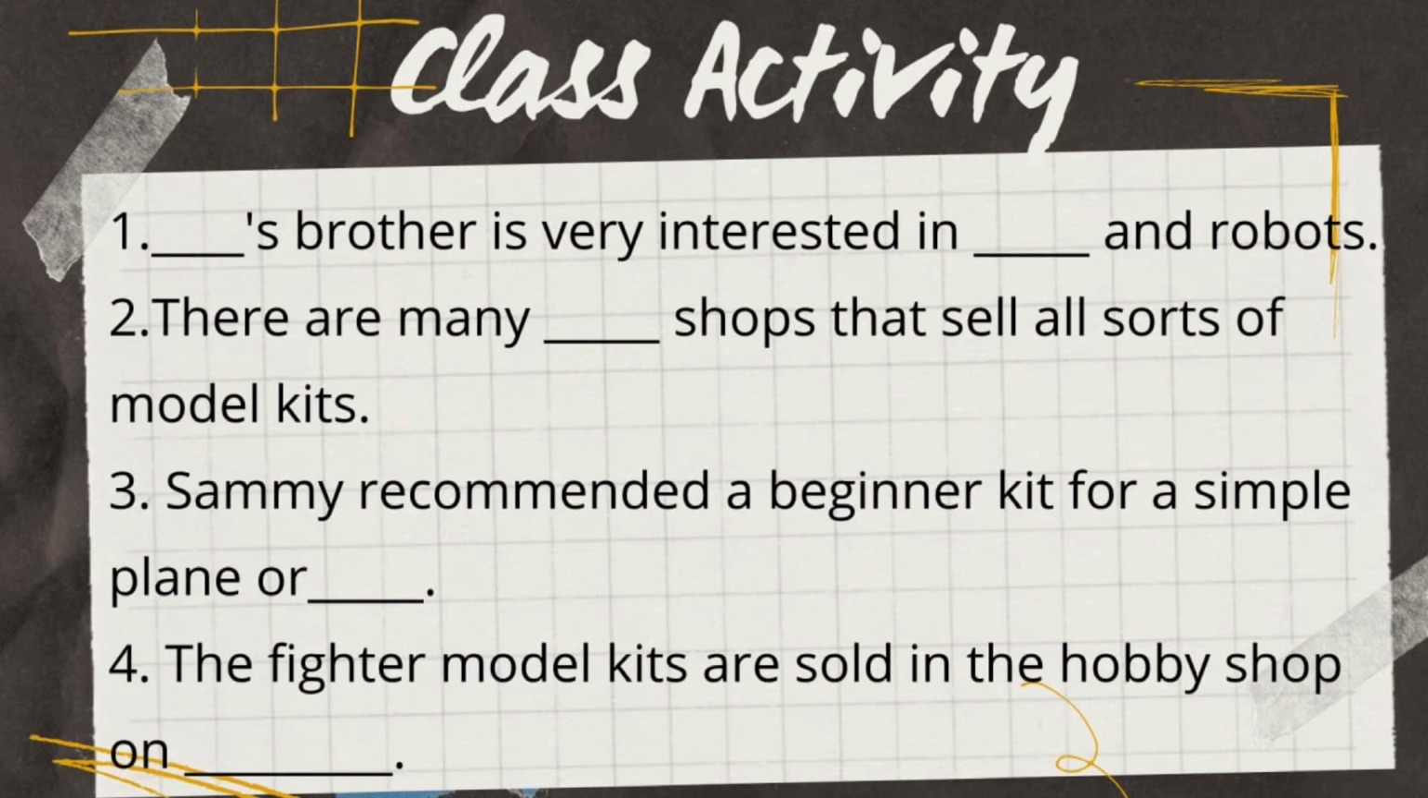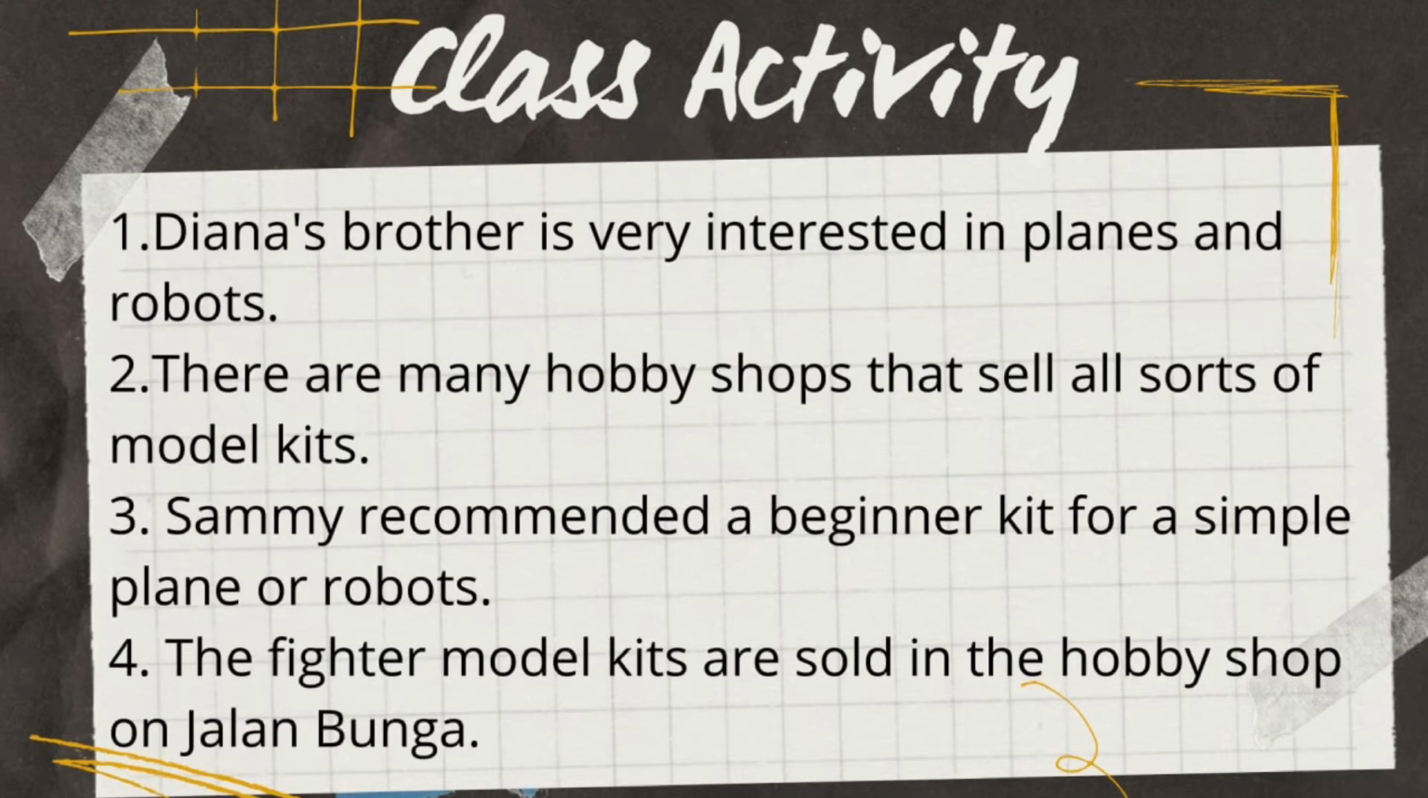My students, let's discuss the answer together. Let's discuss number 1. The answer would be Diana's brother is very interested in planes and robots. If you listen carefully to the audio before, Diana is the one who asked Sammy about the planes and robots. So, Diana's would be the answer for number 1.